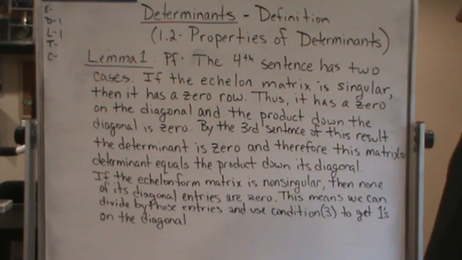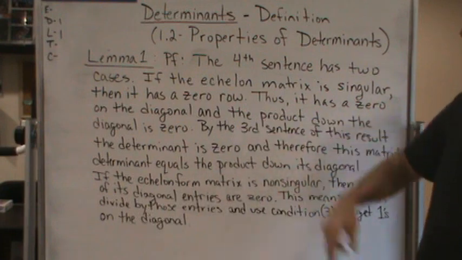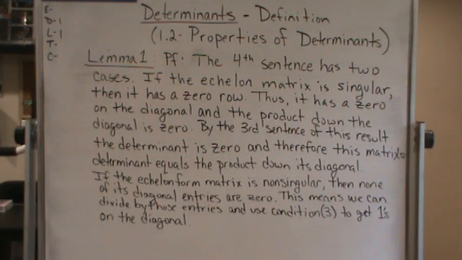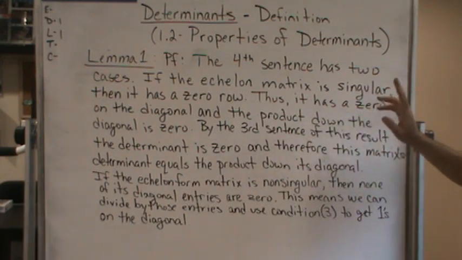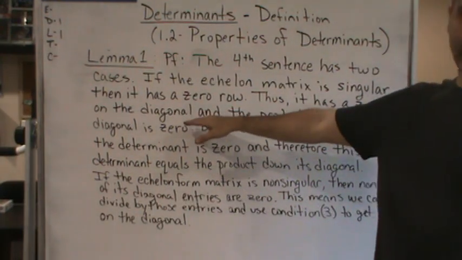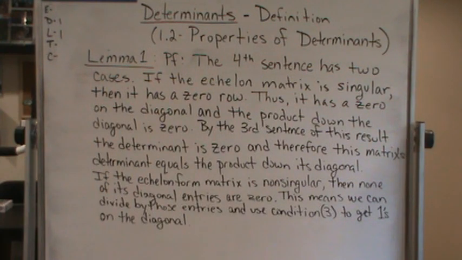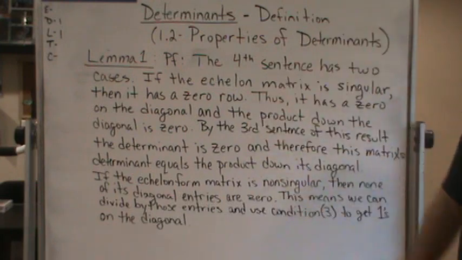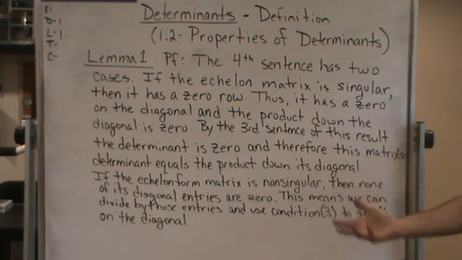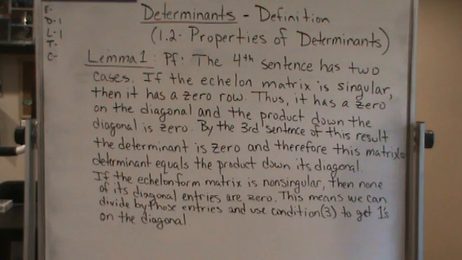If it is singular, then that means we're going to have a zero row in the echelon form matrix. Thus, it'll have a zero on the diagonal, right? Because if there's a zero row, then obviously one of those entries will be on the diagonal, which will be zero. And the product of all of those numbers will be zero because of that zero, okay? And that's the zero product principle in action.